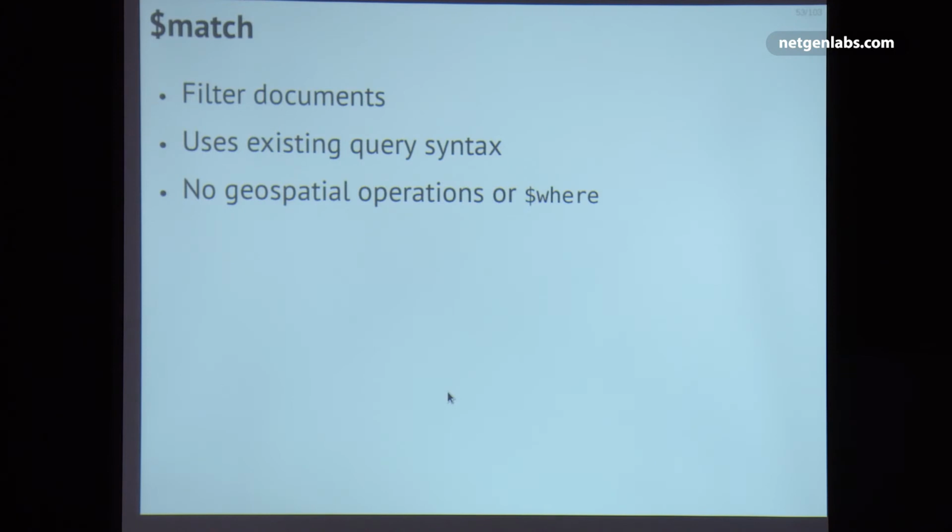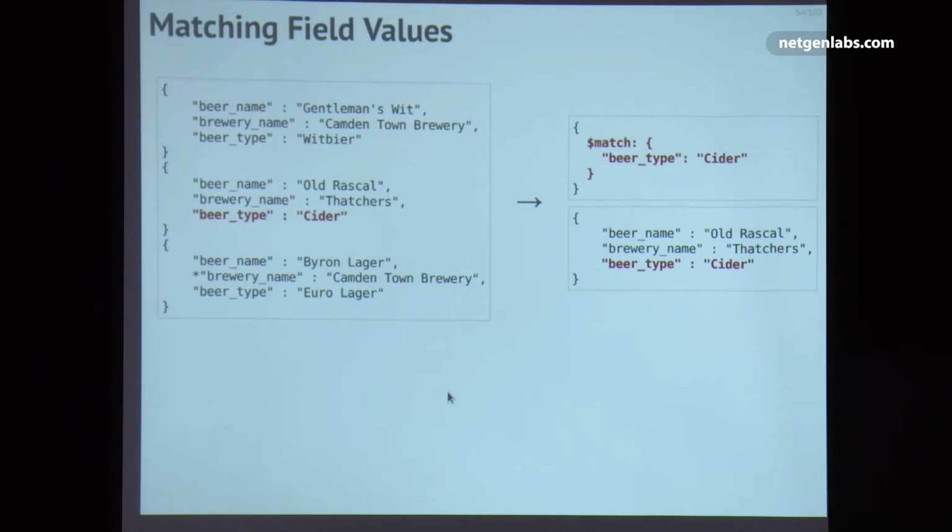So match does filtering on documents. It uses the existing query syntax, and it does not do geospatial operations because there's a specific pipeline operator for that as well. And it doesn't do $where as a part of the query syntax. Don't worry too much about that if you don't know what this means. And most of you probably won't because I haven't explained it yet. Anyway, so what does match do?